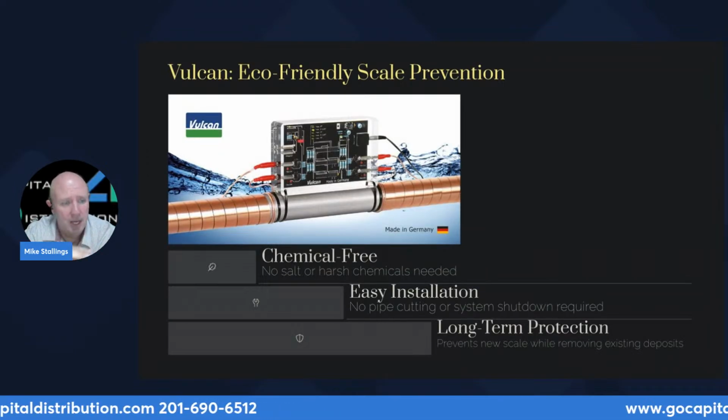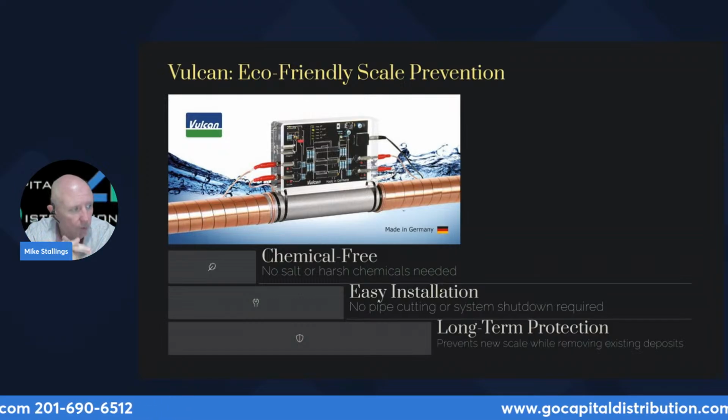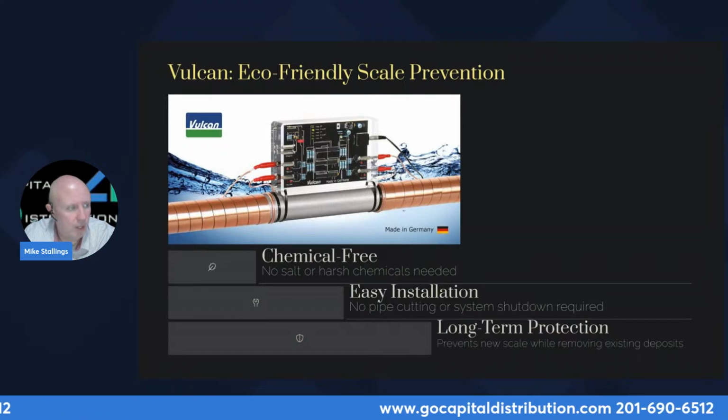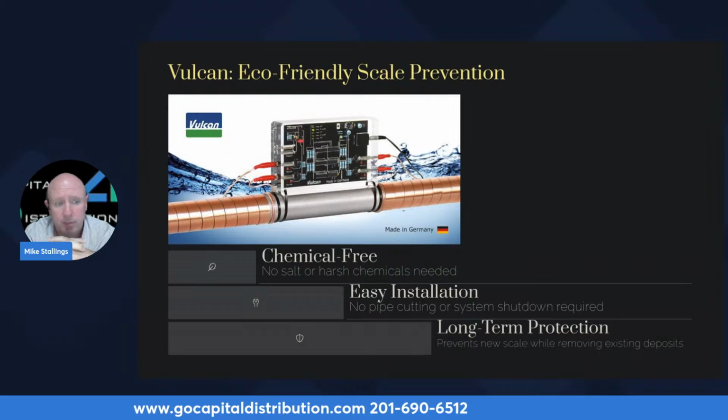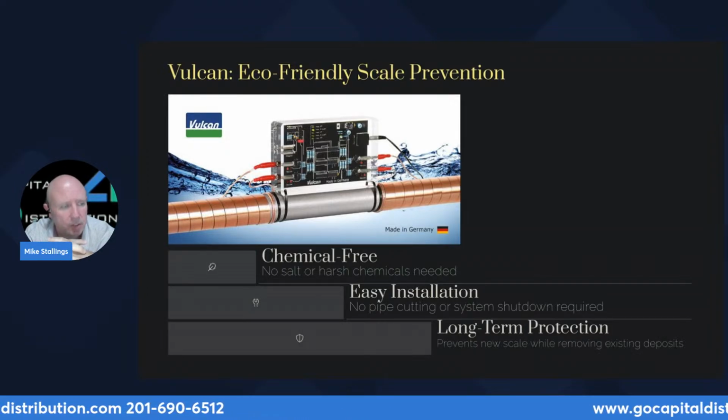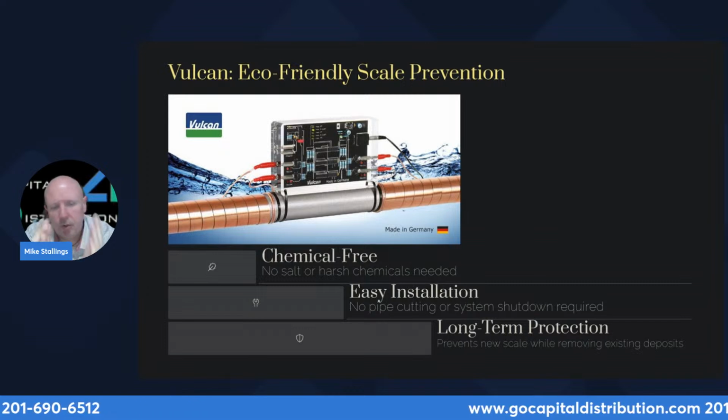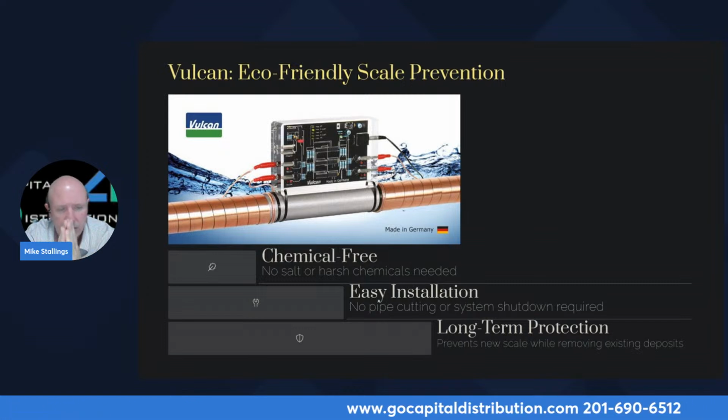So moving on to the next solution, the Vulcan. This is one of our newer solutions. We've had it for about 6 months, but it's been around for a long time. It's in over 70 countries around the world. They're just starting to make their way into the US. And it's an eco-friendly device that breaks down scale and corrosion.